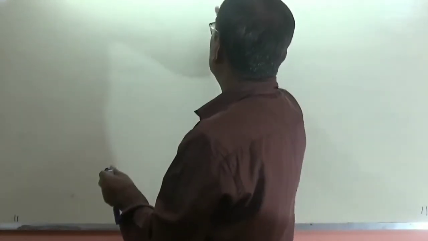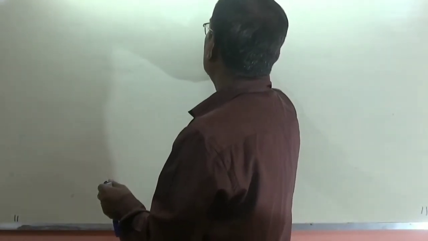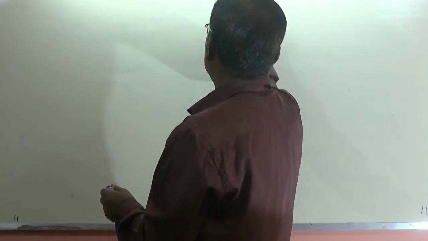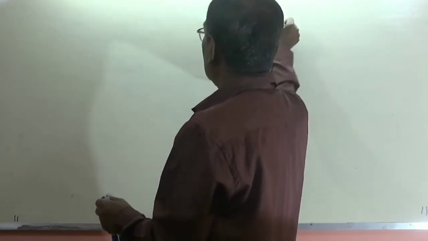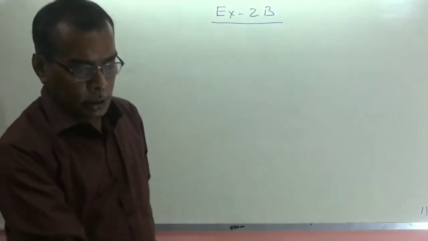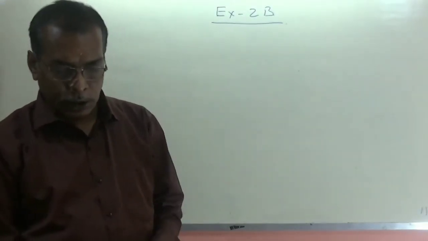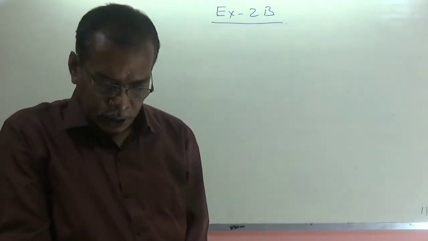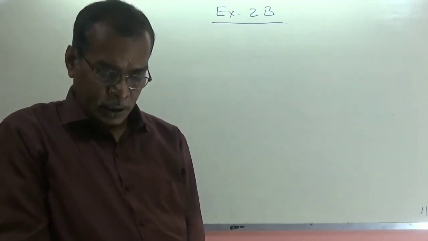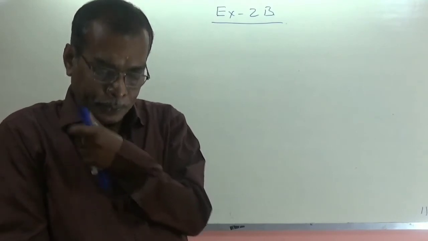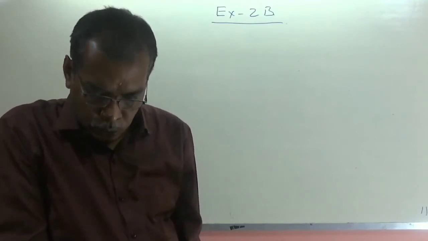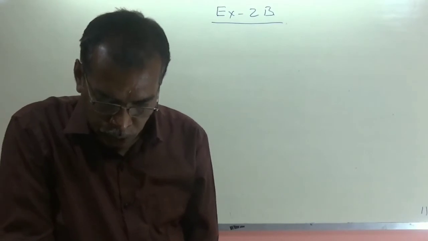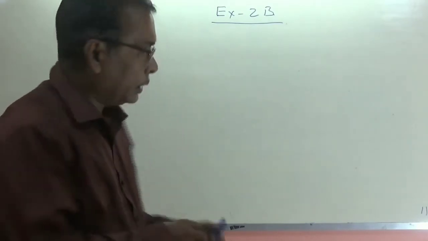Okay, now from one exercise here, I am finding that it is exercise 2b. In this particular exercise, the first question they are asking is to write each of the following numbers in standard form. One or two questions I am going to solve here from question number 1.